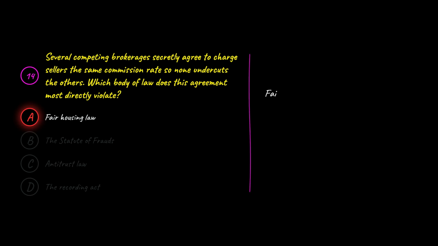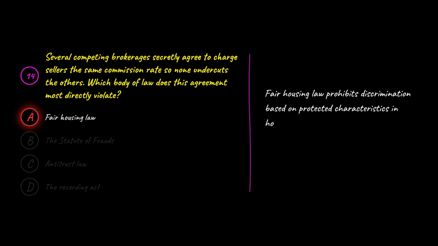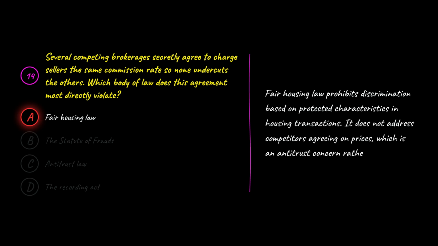A is wrong because fair housing law prohibits discrimination based on protected characteristics in housing transactions. It does not address competitors agreeing on prices, which is an antitrust concern rather than a fair housing violation.